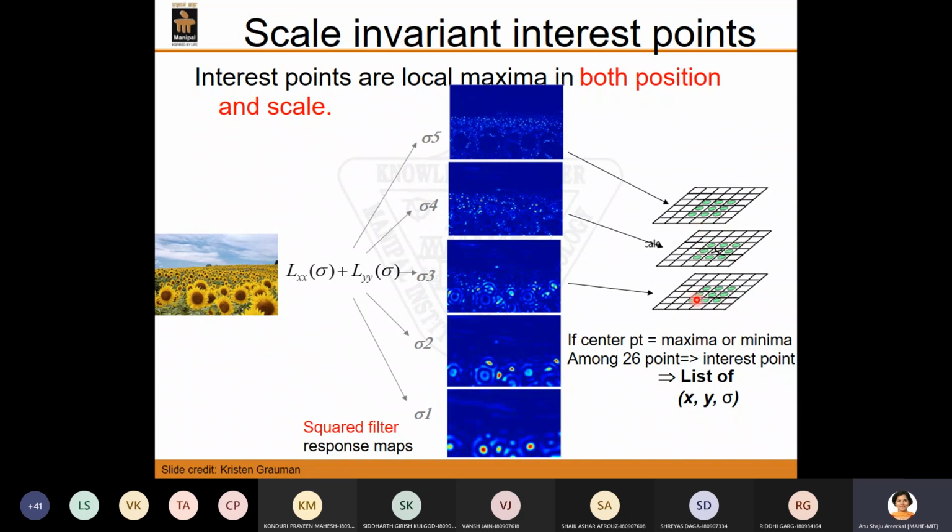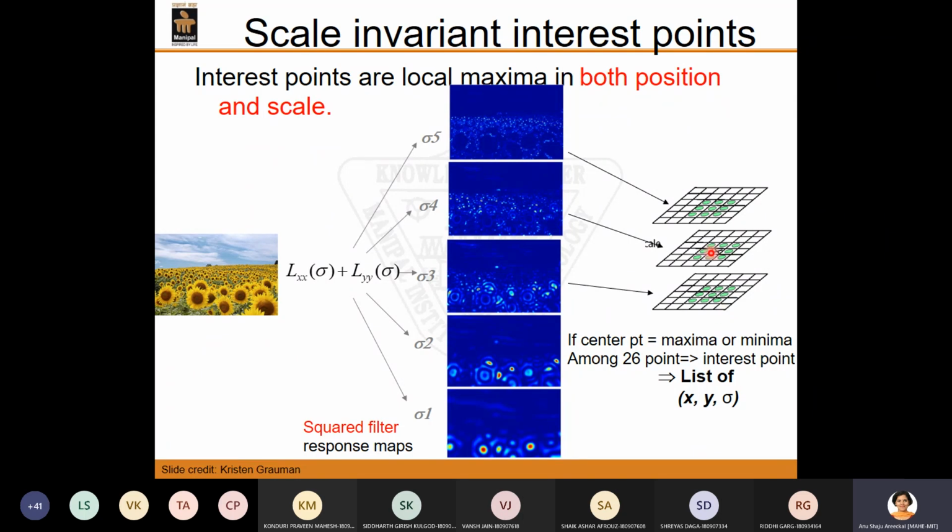And after considering all the neighborhood points, we calculate the maxima or minima and see whether the center point under consideration is a maxima or minima. If it is, then it is considered an interest point. If it is not, then it is not taken as an interest point, and we go to the next center point. We take the next point and see whether that is an interest point, and so on. So we look at the whole image and try to identify all points of interest for us, right?